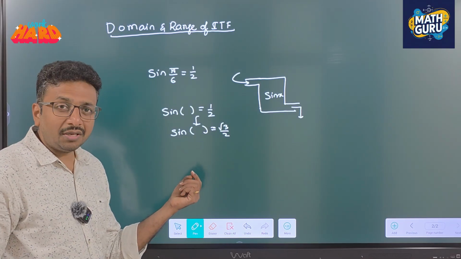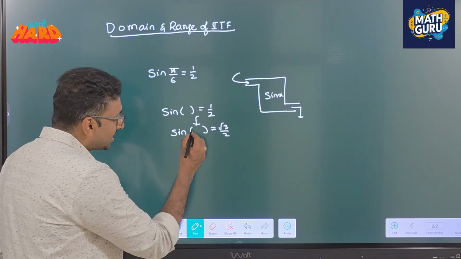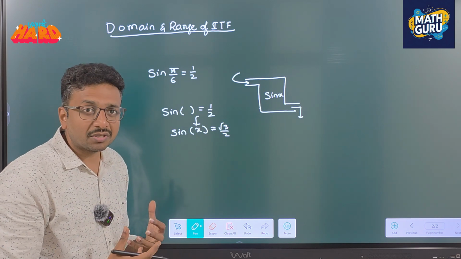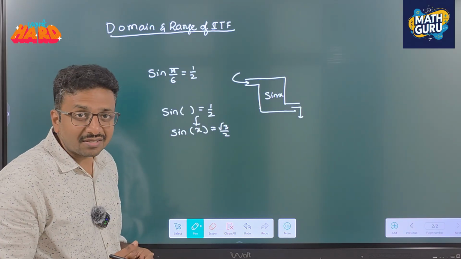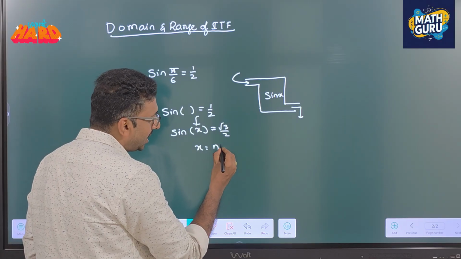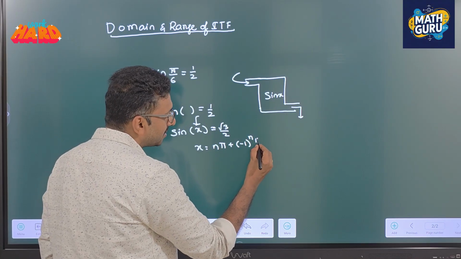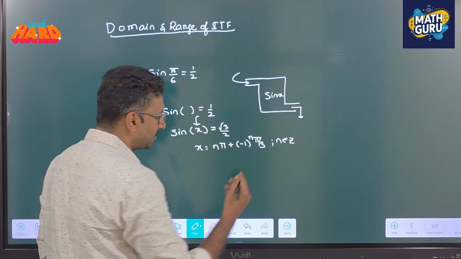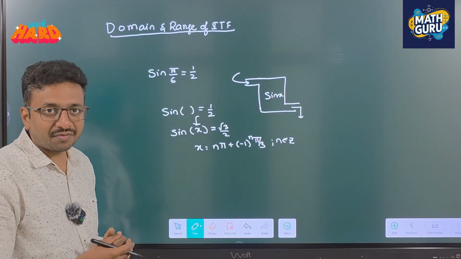This is a question on trigonometric equations, right? So sin x is equal to root 3 by 2. There are lots of angles which can go inside sine to give the answer as root 3 by 2. For example, the answer to this is x is equal to n pi plus minus 1 whole power n times pi by 3, where n belongs to integers. This particular concept is called inverse function.